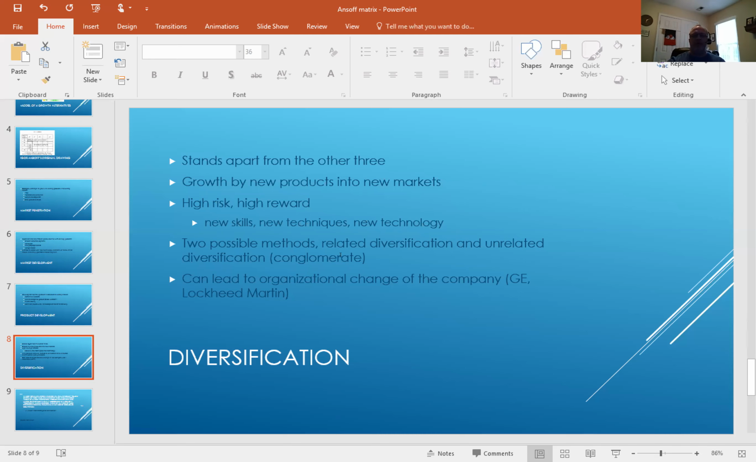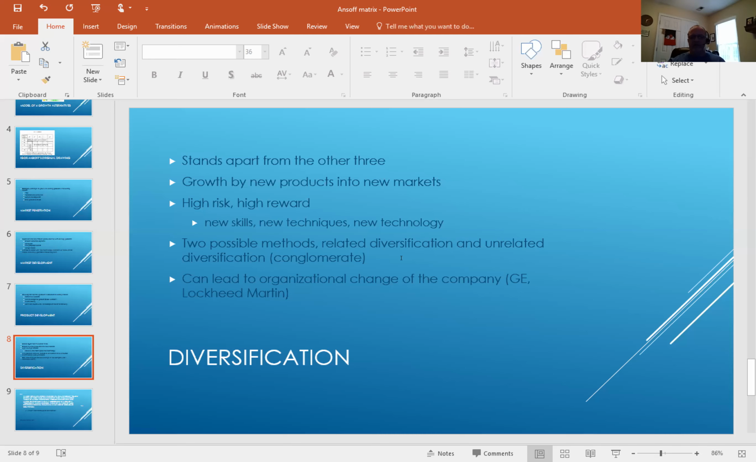And there's two possible methods for this related to diversification, which you can see in, as an example, food production companies that may diversify and add new product lines and new markets for their products, but they're still food products. Or unrelated diversification, which is referred to often as a conglomerate. The companies like General Electric and Lockheed Martin came to mind as I was reading about this, and come to find out, Dr.